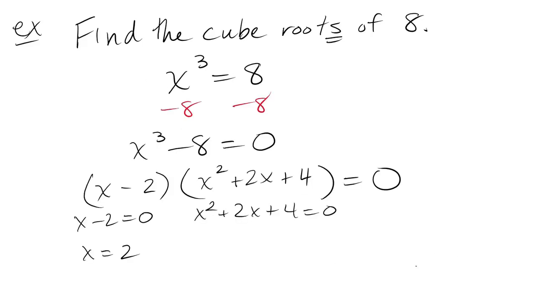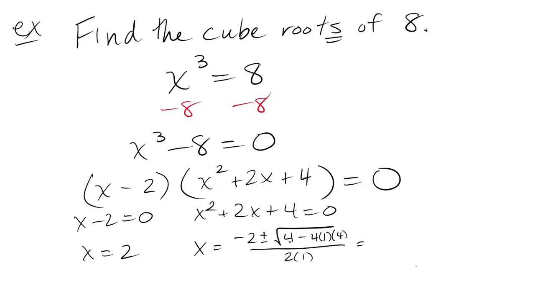To solve the second equation, we can't factor it using integers, so we're going to fall back on the quadratic formula again. X equals negative b, that's negative 2, plus or minus the square root of b squared, that's 4, 2 squared is 4, minus 4 times a is 1 times c is 4, all divided by 2a, that's 2 times 1.